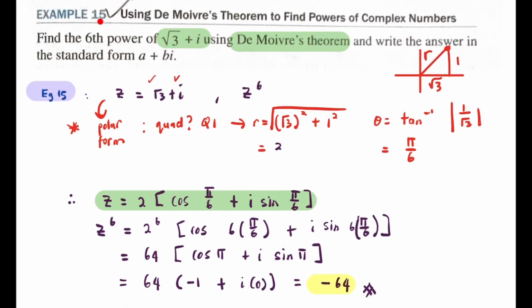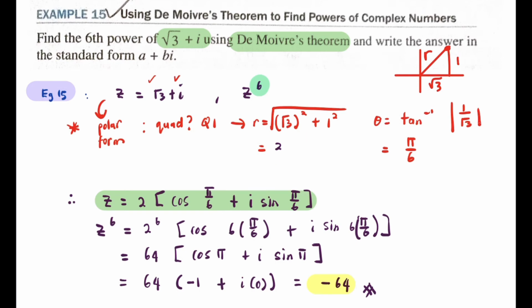Now let's see example 15. Find the 6th power of root 3 plus i. So let's name this as z. z is equal to root 3 plus i. So now you need to take the power of 6. So first of all, you cannot do De Moivre's theorem straight away because this is not in polar form. We need to change to polar form first. So let's find our r using the Pythagorean theorem. So this is just equal to 2.